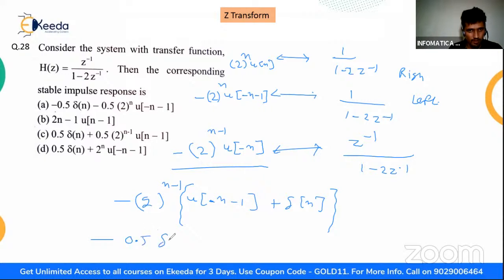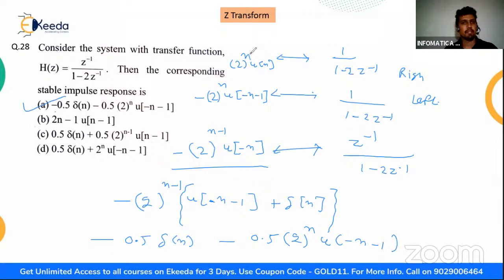Okay, del n, and then again this. Minus 1 we will take differently, 0. Because 2 raised to the power minus 1 is 0.5, and we have taken 2 raised to the power n. And then again u of minus 1 minus 1. So this is answer A. Now let's move to the next.